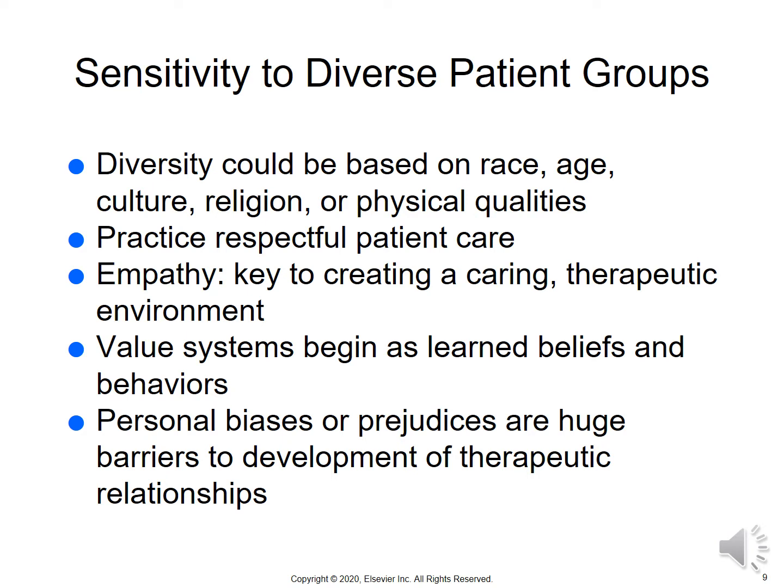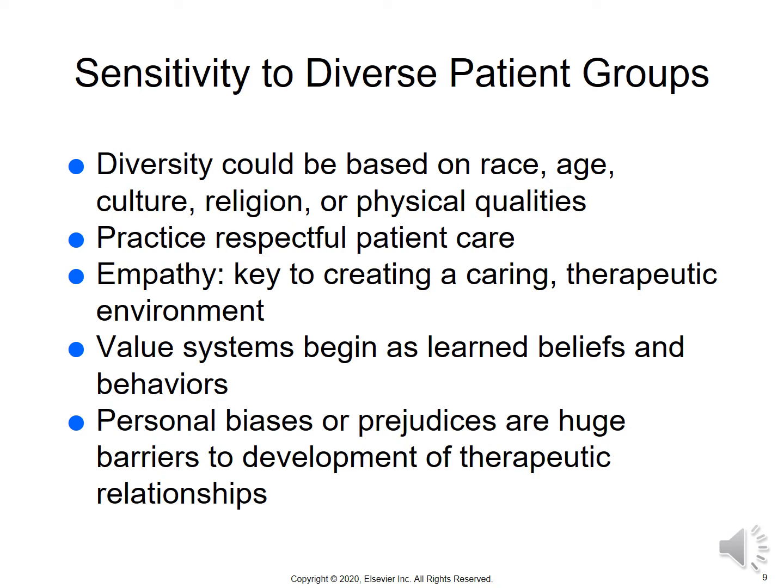Many factors influence the development of a value system. Value systems begin as learned beliefs and behaviors. Families and cultural influences shape the way we respond to a diverse society. Other factors that influence reactions include socioeconomic and educational backgrounds as well.